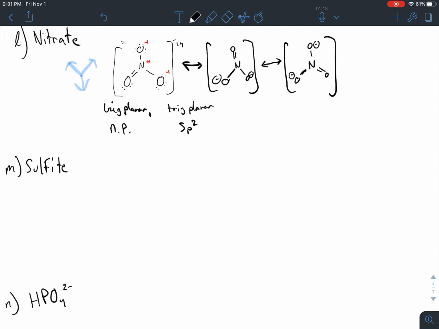Sulfite. Okay, another thing you should be able to tell. Let's see if this one works better. Sulfite, SOOO. How about that? So oxygen is 6.